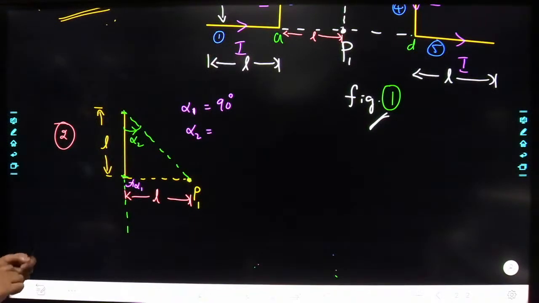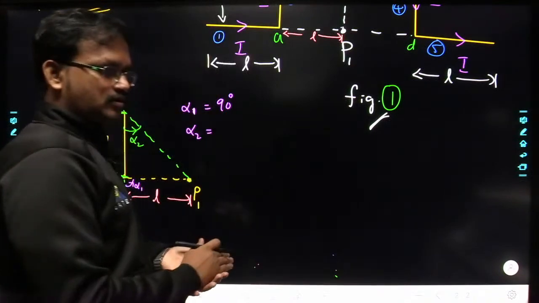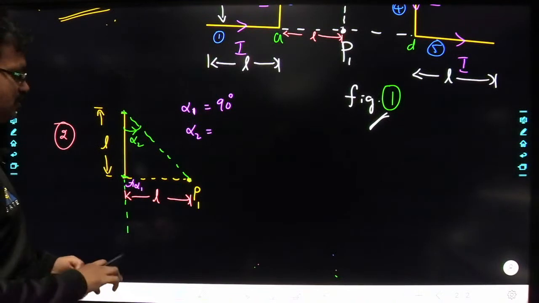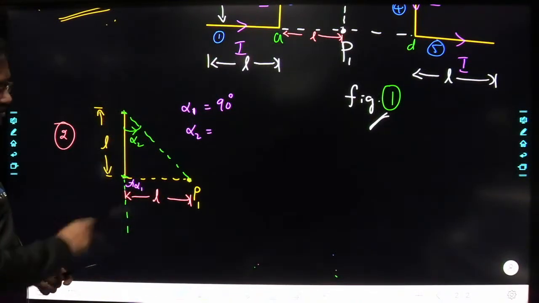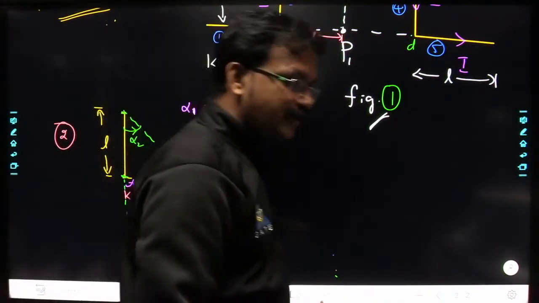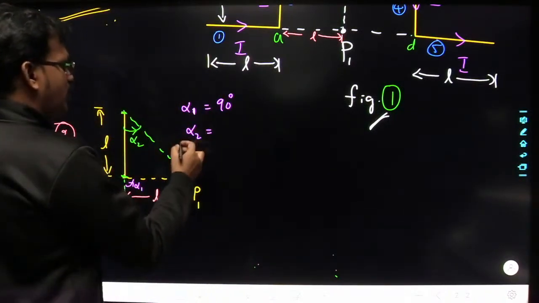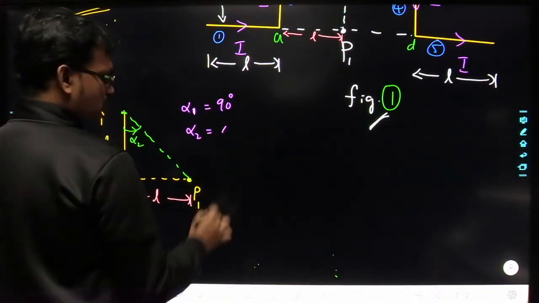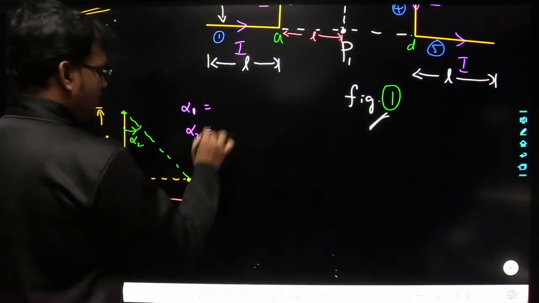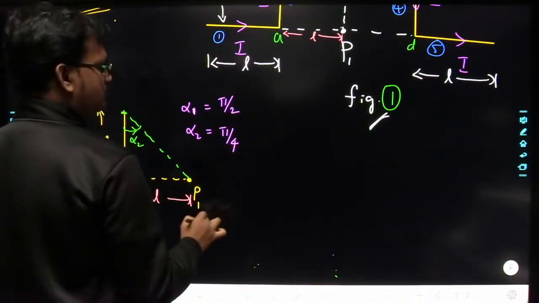So what is alpha 2? I am saying each and everything, just give me the answer here. So here this is L, right? So what is angle alpha 2? Alpha 2 will be 45 degrees, right? Very good Parasmoon and Thakur. So alpha 2 is equal to 45 degrees. So alpha 1 is pi by 2 and alpha 2 is pi by 4.